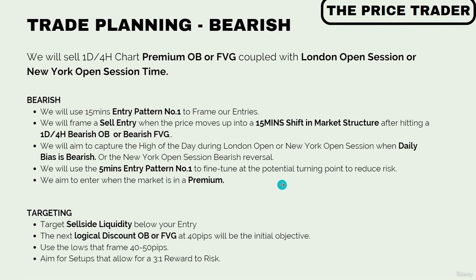In terms of targeting, you want to target sell side liquidity below your entry, and the next logical discount order block or fair value gap at 40 pips will be the initial objective. Then use the lows that frame 40 to 50 pips as your targets. And the final thing, you want to aim for setups that allow for a 3-to-1 reward to risk scenario. Sometimes it may not really get to 3-to-1, but at least aim for that. If you get something closer to that, then you're good. You want to really do that because it will help you in your money management.